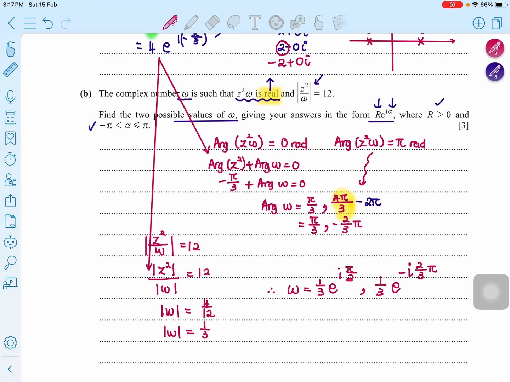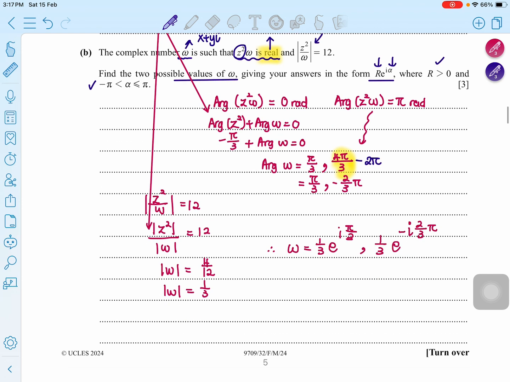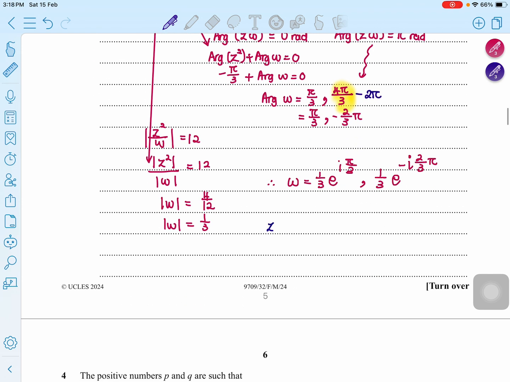Let's say you cannot think of these options during the exam. Then what can you do? You can actually let the omega be, let's say, x plus yi, since you already know what z squared is from your calculator shortcut. Okay, what was our calculator shortcut? Let me just quickly do it. Negative root 3 plus i, squared. So it gave us 2 minus 2 root 3 i.